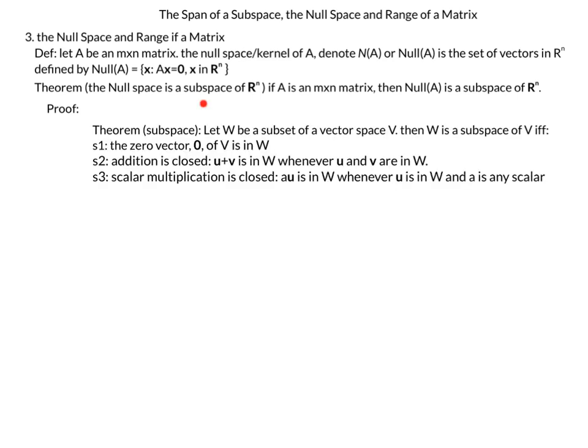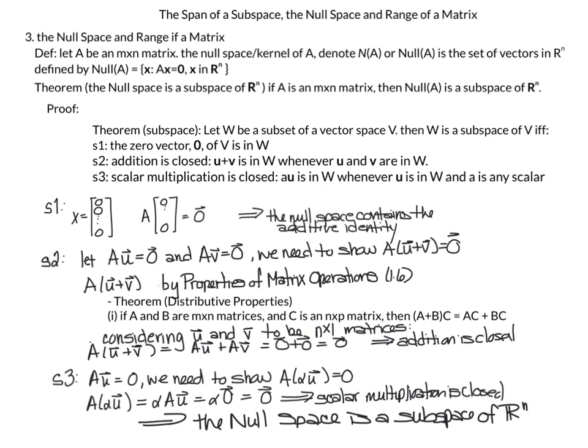And to prove something is a subspace, we have 3 things to show: that the 0 vector is in W, the addition is closed, and scalar multiplication is closed. So first, we can look at x. X equals the 0 vector. When we multiply A times the 0 vector, we're going to get 0. Therefore, the null space contains the additive identity.